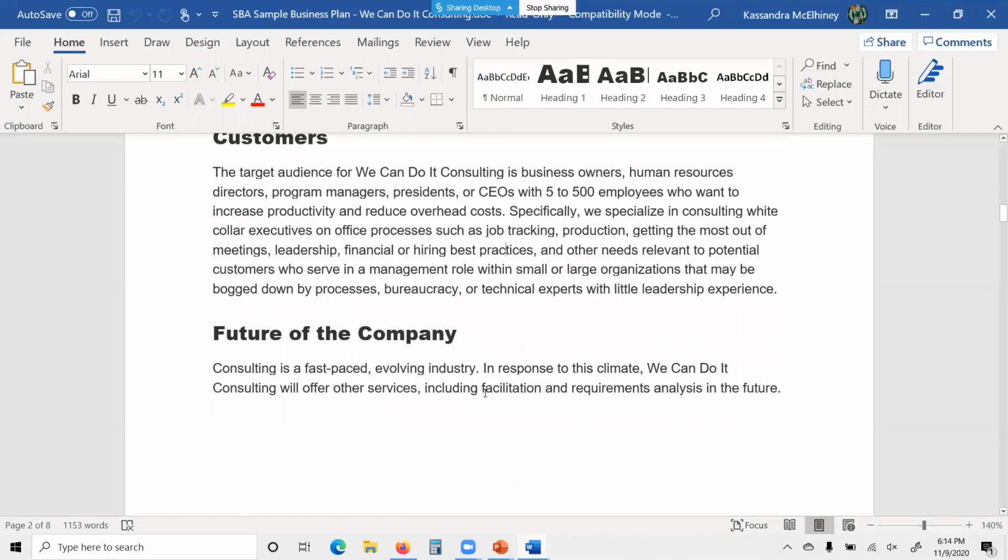The future of the company is also discussed. Why is this company feasible? Because consulting is the way things are going. Rather than having employees on staff, a lot of corporations and larger businesses are going to consulting firms, where they don't have to pay all the employment taxes and the benefits as they normally would if they had these individuals as employees rather than as independent contractors.